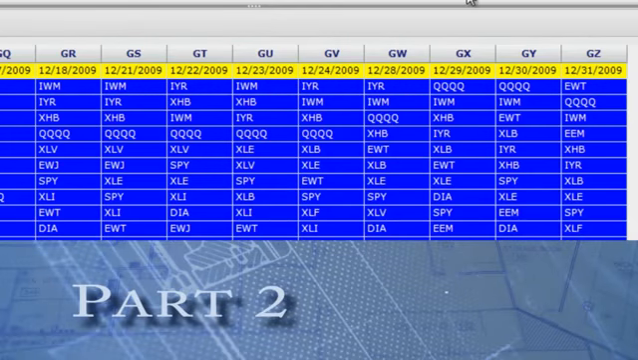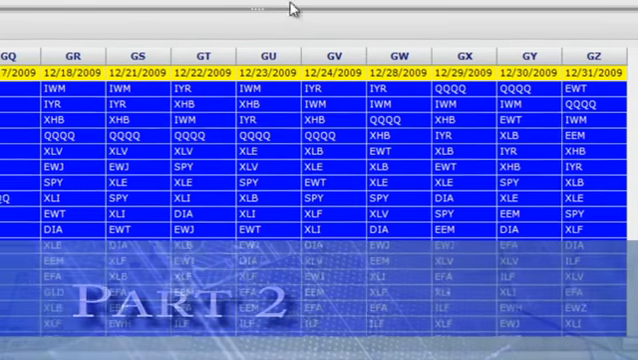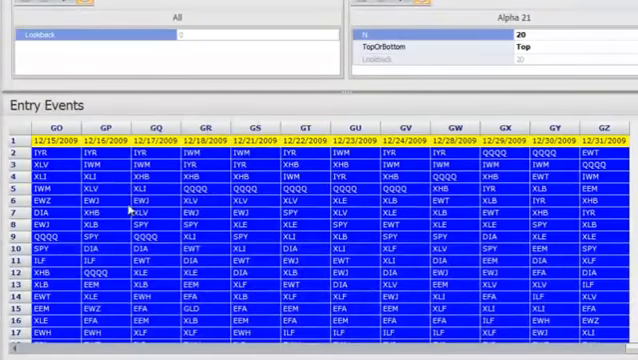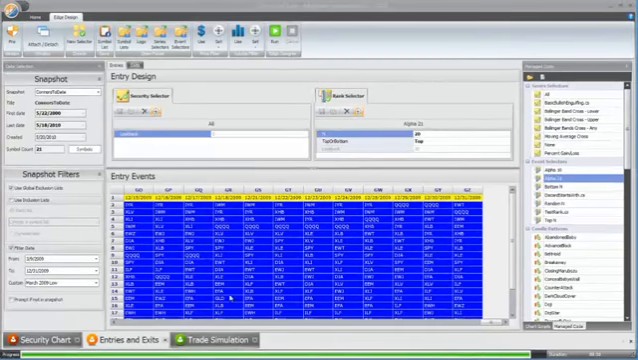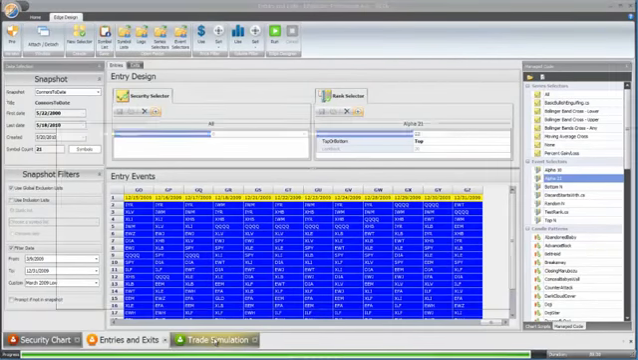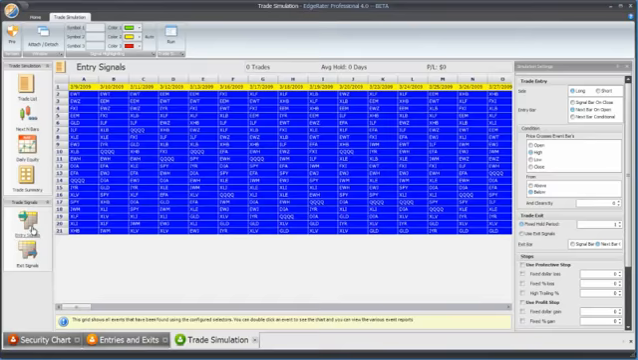Now, what you see here is what I call a mini grid, and it's useful for when you hit the run button. It just shows you that something's happened and it's actually picked out some of those ETFs. But in order to see them in more detail, you go into the trade simulation area, and once you're in here, you can actually see them in the larger grid.